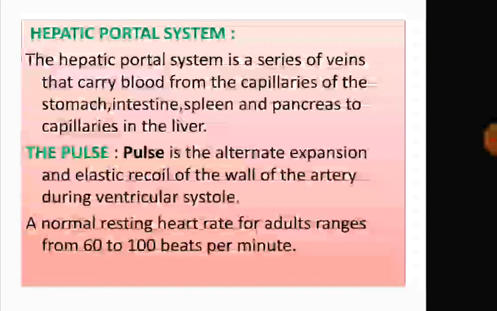Next, hepatic portal system. This is the hepatic portal system. It is a series of veins that carry blood from the capillaries of the stomach, intestine, spleen and pancreas to the capillaries in the liver. There is a vein starting from the stomach and intestine. They cannot directly reach the posterior vena cava, so at first they need to enter the liver. That is called the hepatic portal vein.